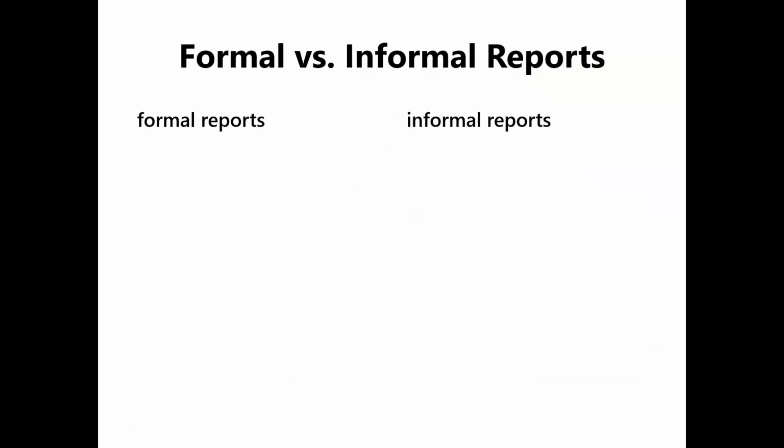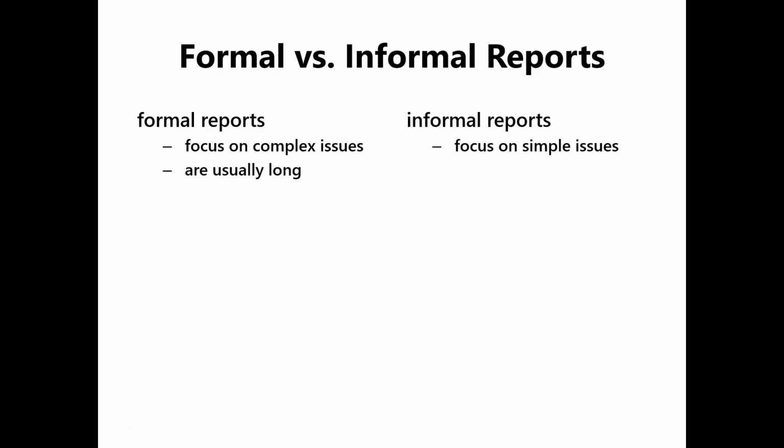So let's talk about how formal and informal reports relate. Formal reports generally focus on large and complex issues with lots of moving parts. Informal reports, on the other hand, are focused on smaller issues. Formal reports are usually quite long. They can range anywhere from 10 pages to, well, why not 10,000 pages? There are such things. These reports can be huge, particularly if done by the federal government.